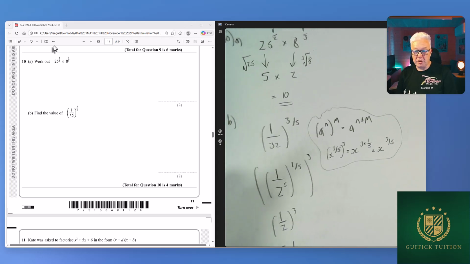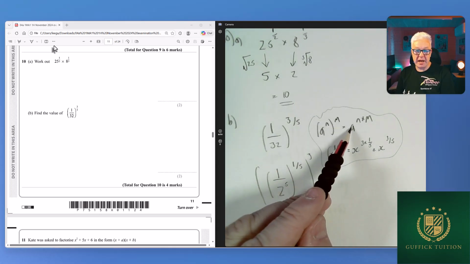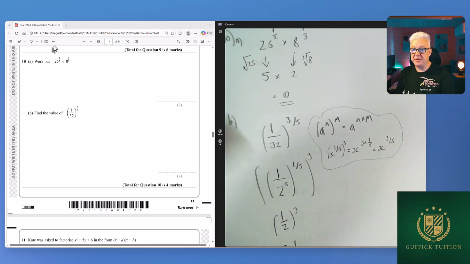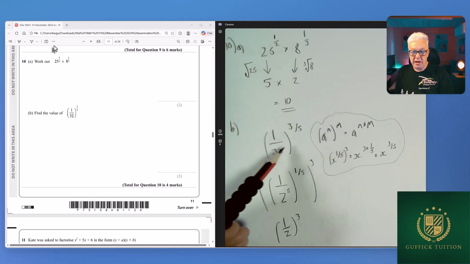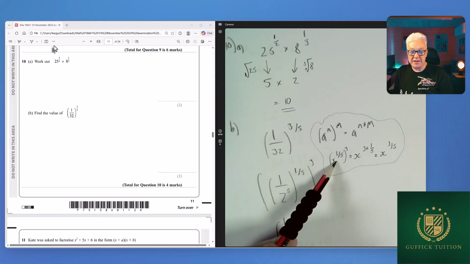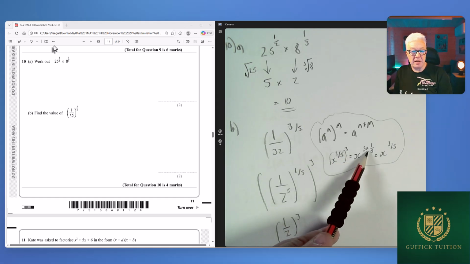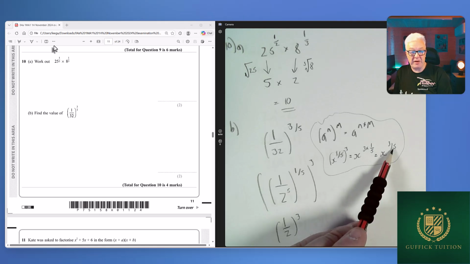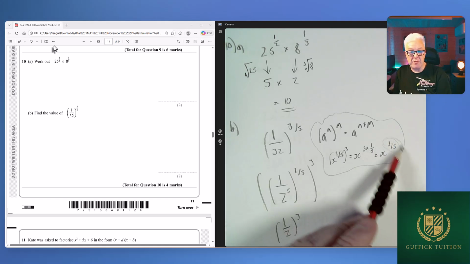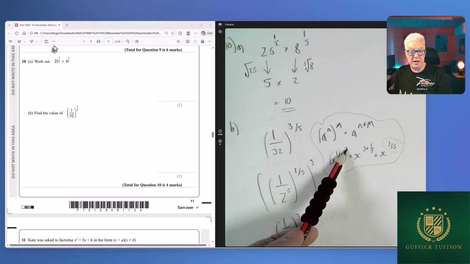Now, when you've got a to the n to the power of m, that's the same as a to the n times m. So here we've got something to the power of 3/5. That's the same as something to the power of a fifth to the power of 3, which is the same as x to the power of 3 times a fifth, which is x to the 3/5. So when you've got something like that, you can break it down into the fraction there and the numerator there.